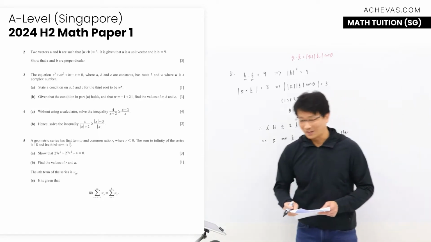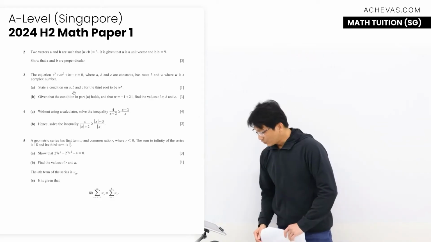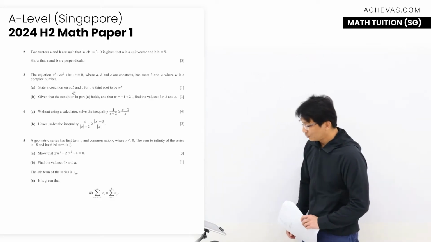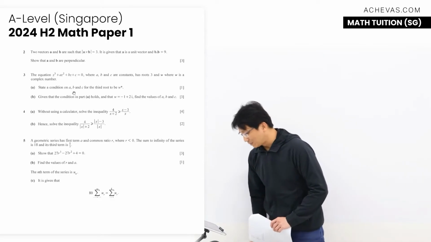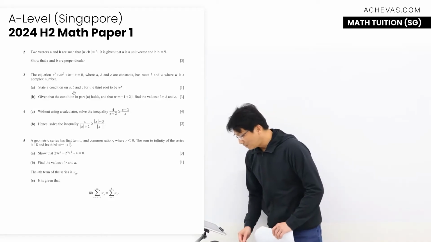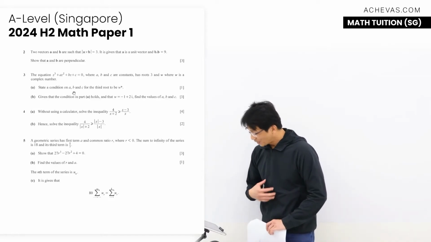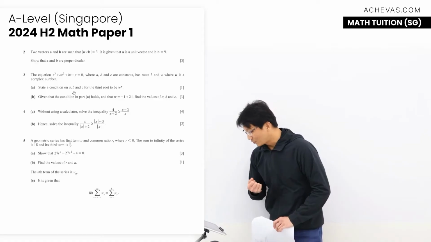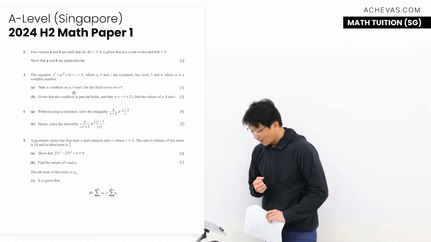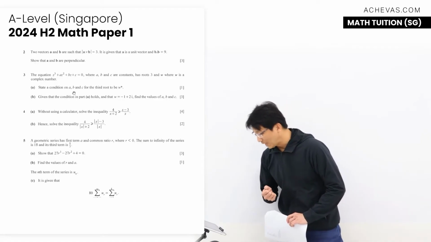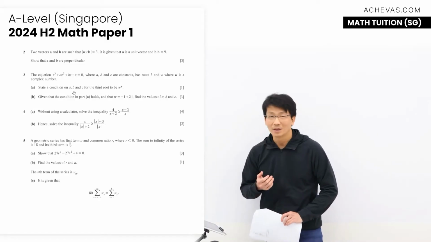Okay, let's take a look at the next question. For question 3, we are given the equation z cubed plus az squared plus bz plus c equal to 0, where a, b, c are constants. You're also given that the roots are 3 and w. For part A, state a condition on a, b, c for the third root to be w conjugate.